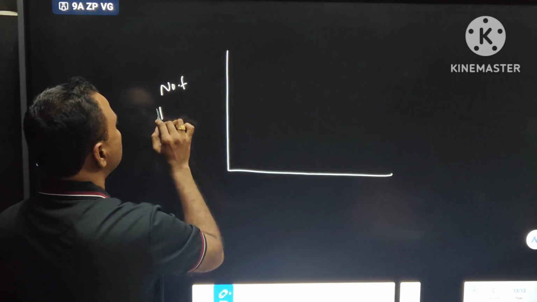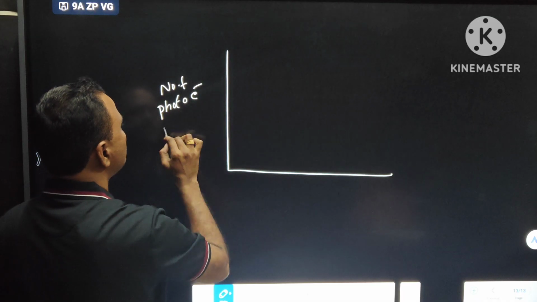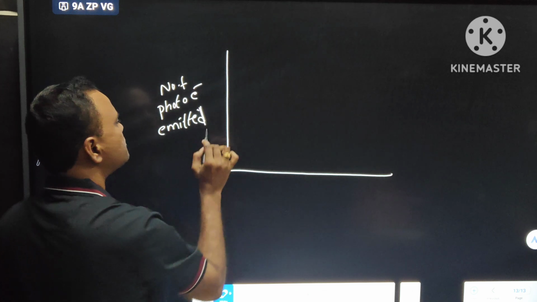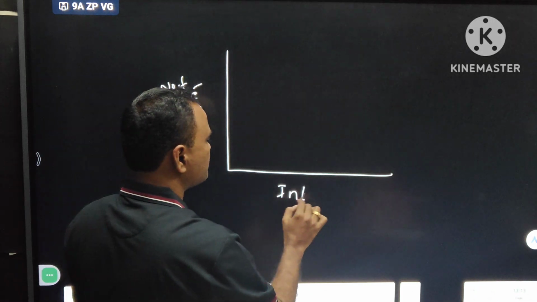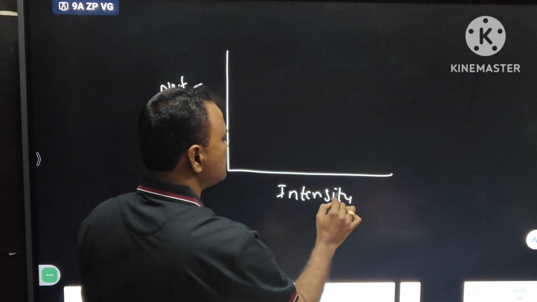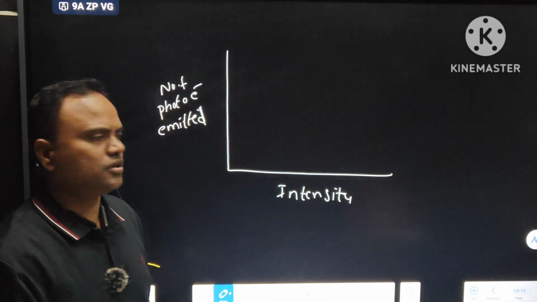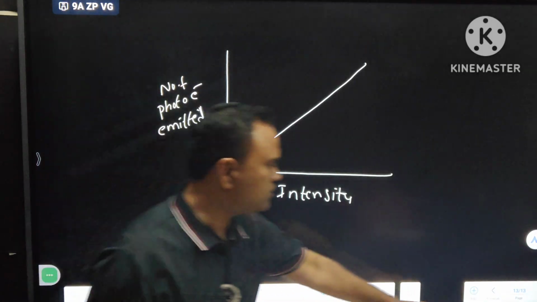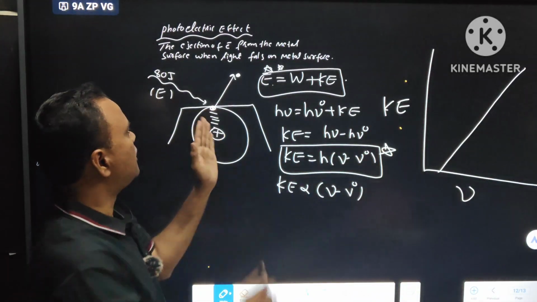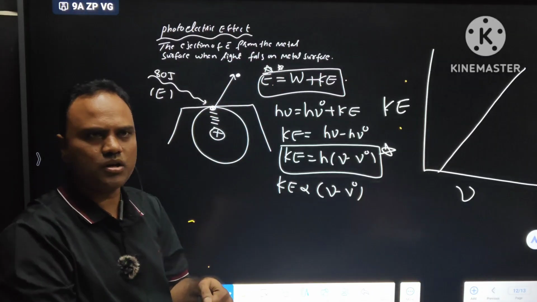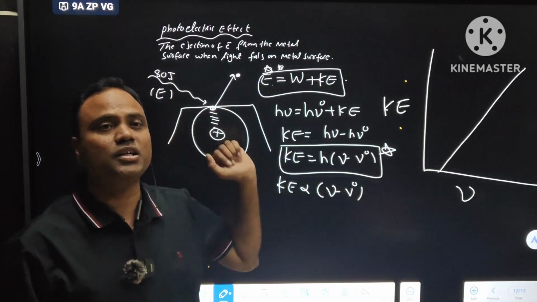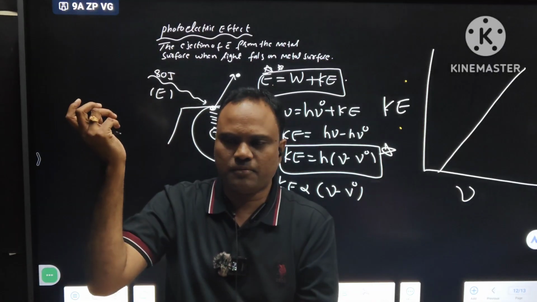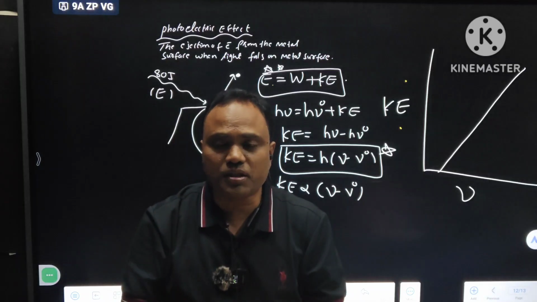Number of photoelectrons emitted depends upon the intensity. Intensity means the number of photons which strike the metal surface. How many electrons are ejected? Your electrons are ejecting out, right? That depends upon what? From the metal surface, how many electrons will come out? That depends upon the intensity.